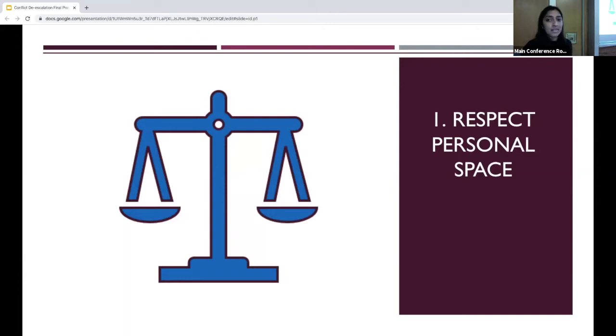So it's important to maintain at least two arms' length distance between you and the patient. This is good for providing the patient the space that they need, but also it protects the clinician if they need to get out of the way or if the patient were to kick.